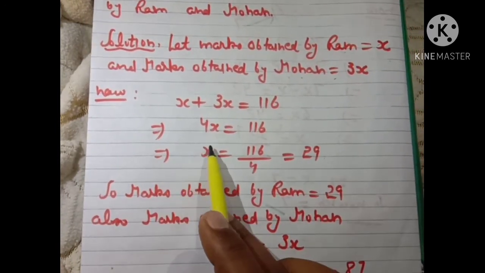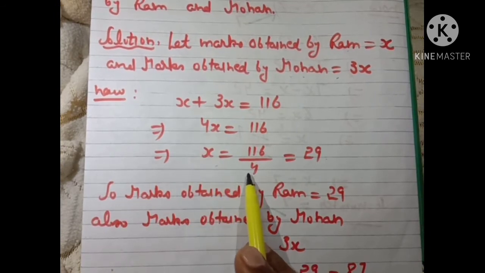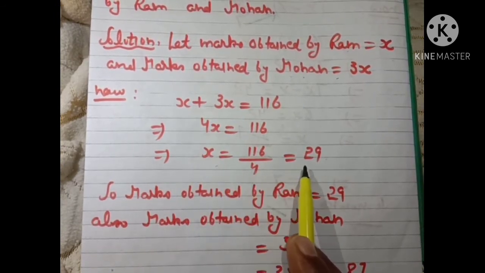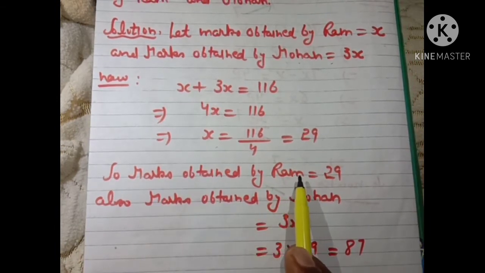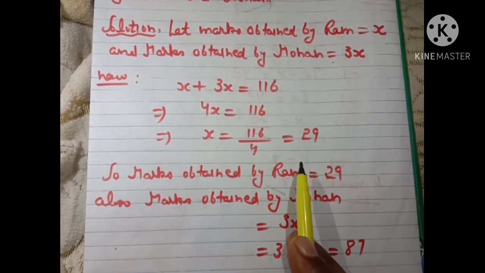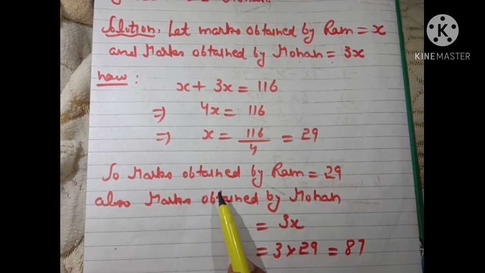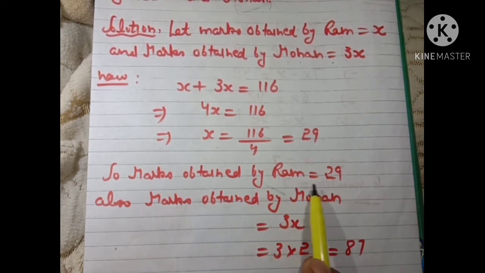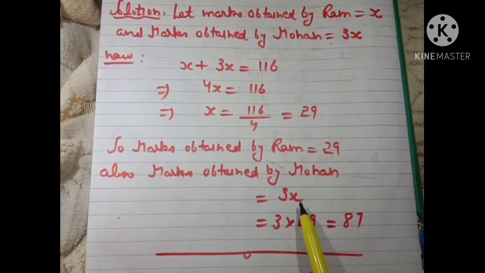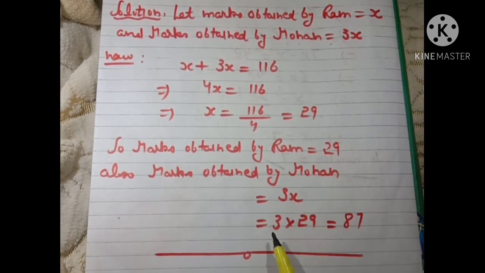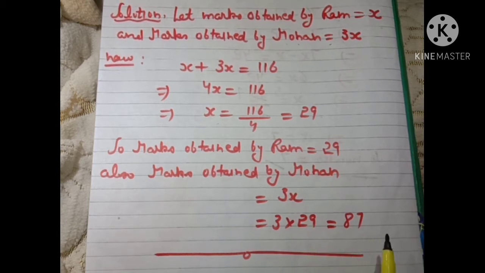Now we have to take this 4 to the denominator. So after cancellation x is equal to 29. So the marks obtained by Ram, which we supposed was x, is now 29. Also the marks obtained by Mohan is 3x. So put the value of x here. It will become 3 into 29. After multiplication it will become 87. So this is the solution.